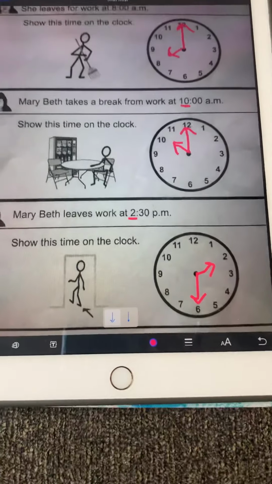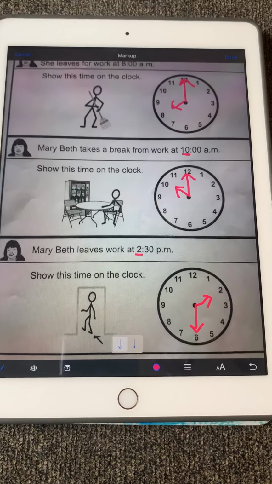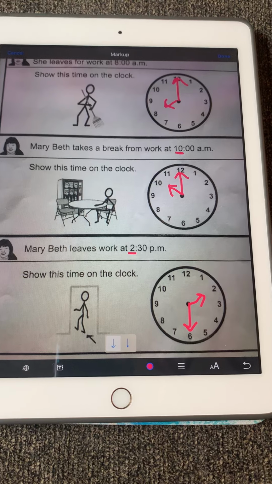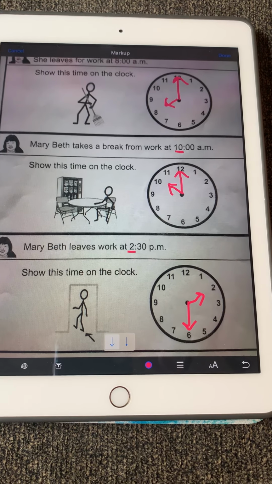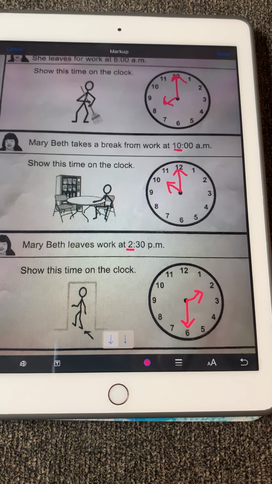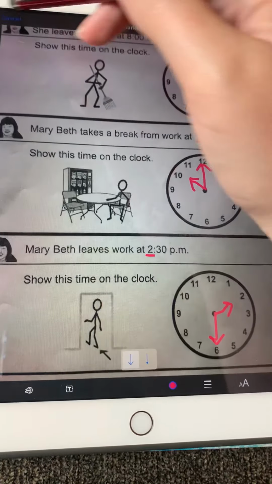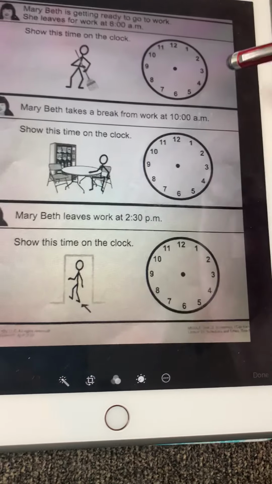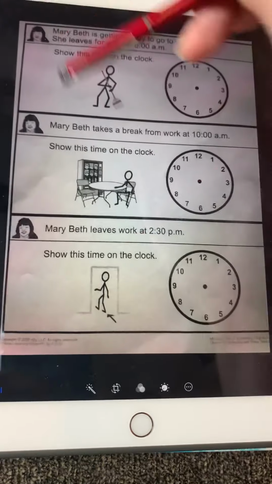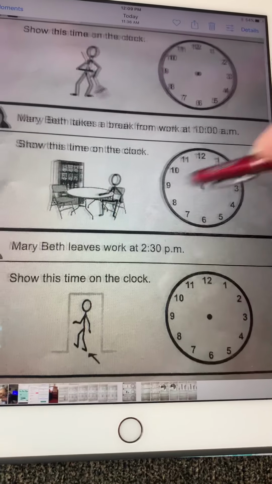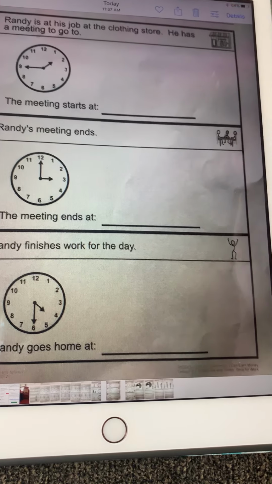So this is what your paper should look like. Okay, and let's move on to the next one.